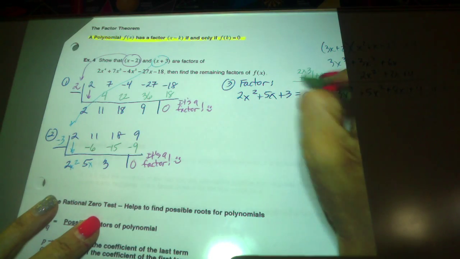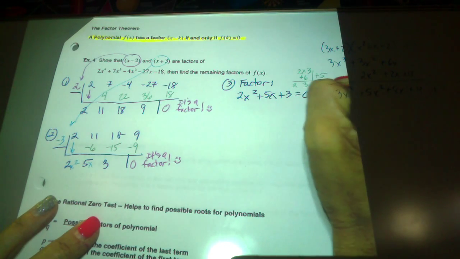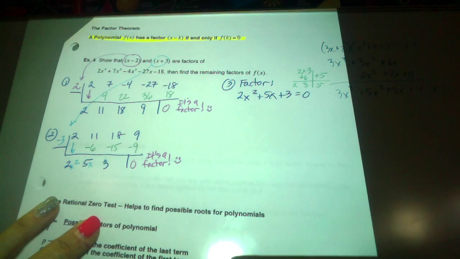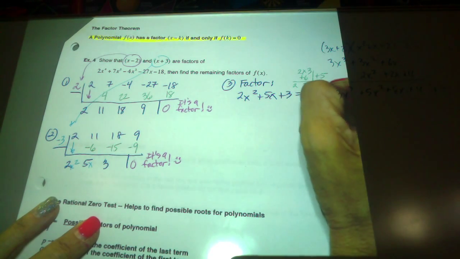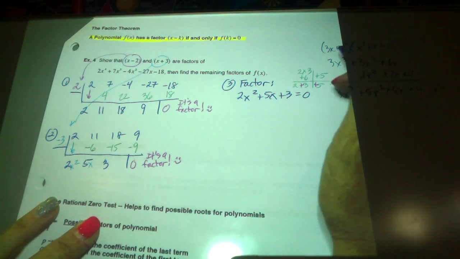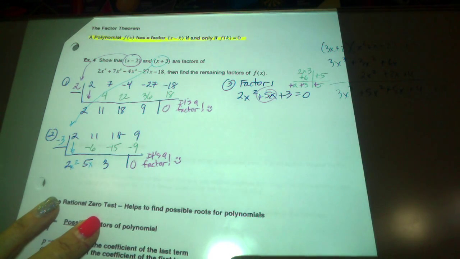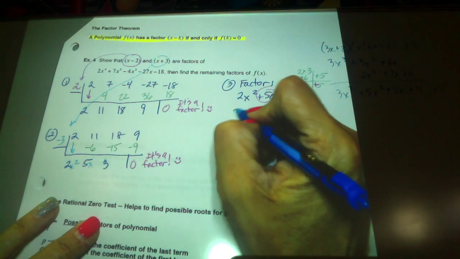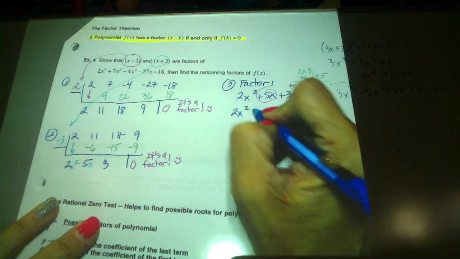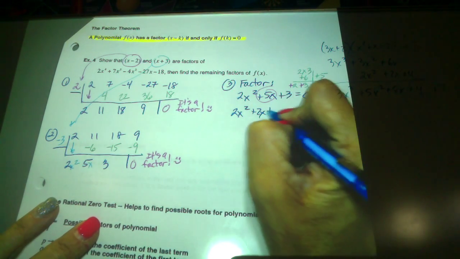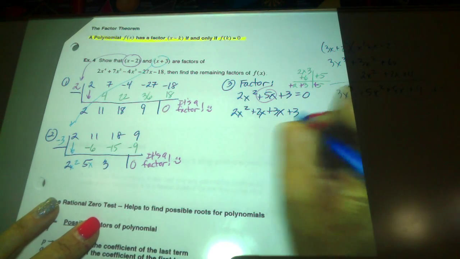What is it? 3 and 2. So they do add to give you 5. My 5 is positive, so the bigger of the 2 carries that sign. What does the 2 have to be? Positive also. So now I'm going to replace that 5x with the 2 new middle terms. So I got 2x squared, but I got a plus 2x, a plus 3x, and my bookend plus 3 equals 0.